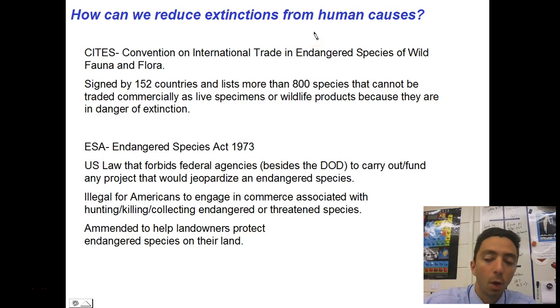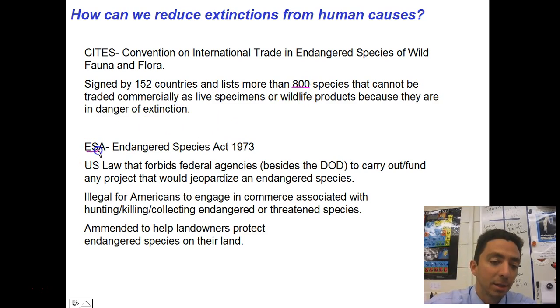There are two laws or treaties to be aware of here. The first one is CITES, which is the Convention on International Trade in Endangered Species of Wild Flora and Fauna. This is an international treaty that does not allow the trading of these species. It classifies about 800 of them that are not allowed to be traded, and then there's probably about 12,000 or so that are potentially going to be added in the future if their current trends continue.